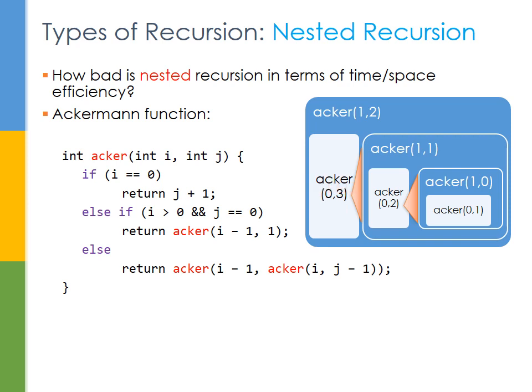So again, we test our conditions, and we see once again that the first condition is satisfied because i, the first parameter value, is 0, and therefore we return j plus 1. j's value is 3, so the result that is returned is 4, as we see over there.